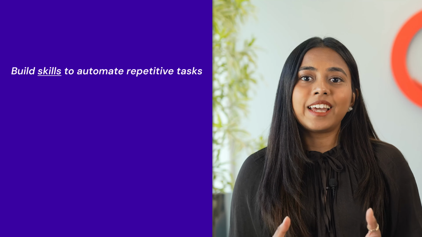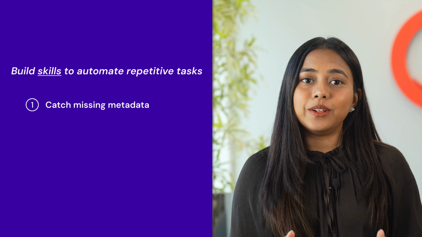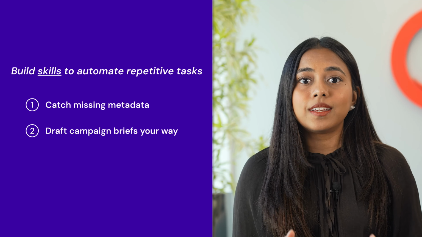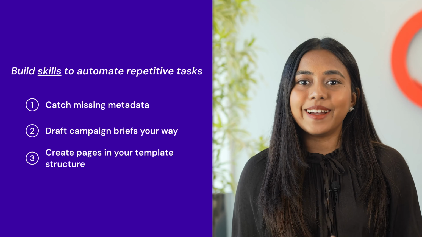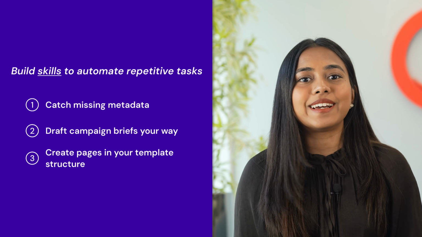Instead of rewriting your prompts or re-explaining your process, you just run a skill. Build a skill that catches missing meta descriptions before anything goes live. Build one that structures campaign briefs your way. Build one that creates product pages in the right place, in the right template every time. Set rules once and your AI follows them every time, consistently, without repeat work. Skills live inside SitecoreAI, so they apply across every agent, every chat, every workflow, and not just the task in front of you.